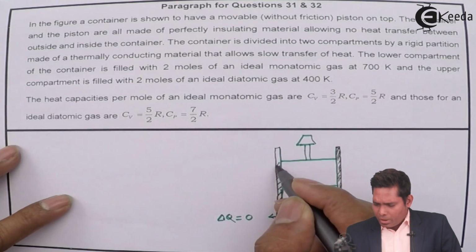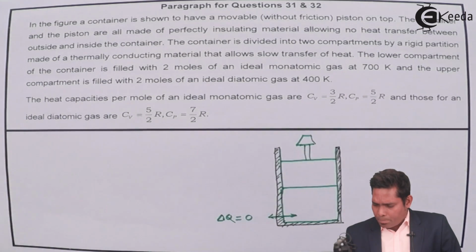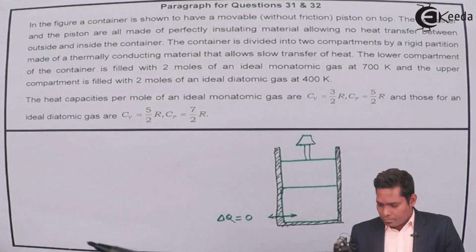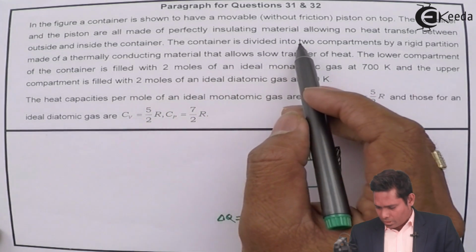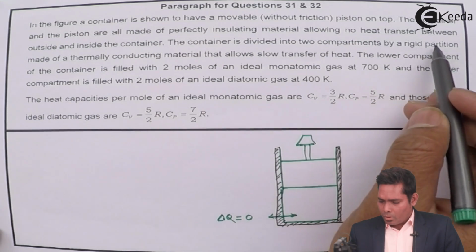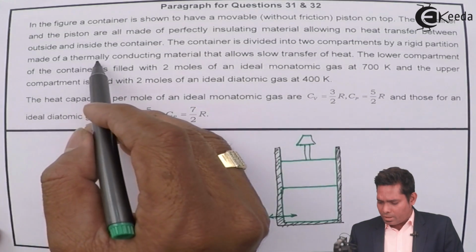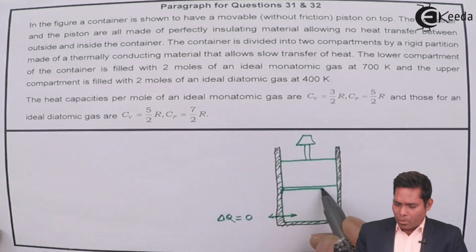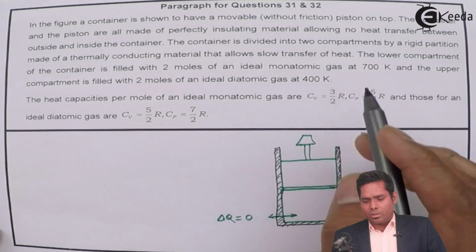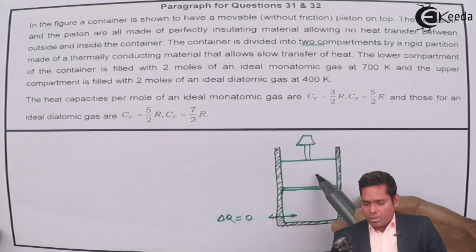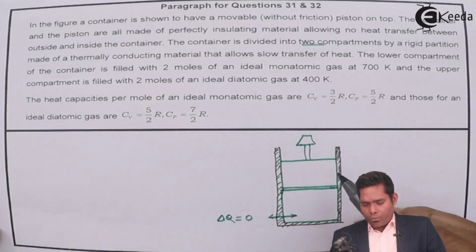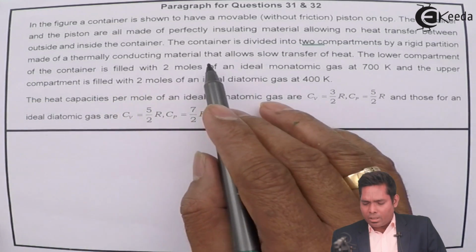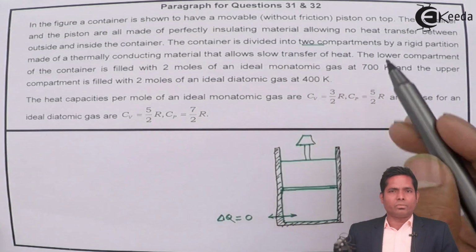Now the container is divided into two compartments by a rigid partition made of thermally conducting material. There is a partition, two compartments, one is this, another is this. The rigid partition made of thermally conducting material allows slow transfer of heat. The heat will transfer from one compartment to the other compartment, but this process is a very slow transfer.